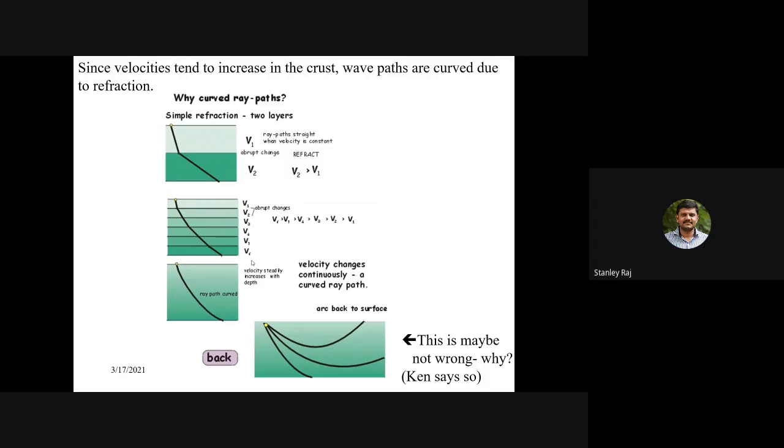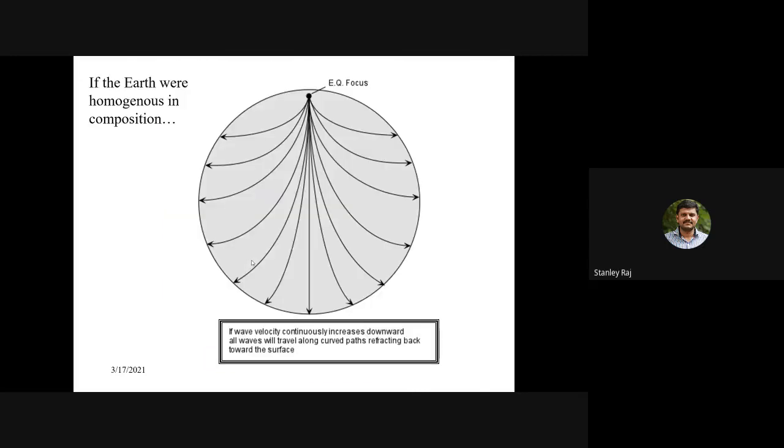If the earth were homogeneous in composition, with the earthquake focus there, the wave path will be a curve like this. If wave velocity continuously increases downward, all waves will travel along curved paths, refracting back towards the surface. So that holds if it is a homogeneous medium, but unfortunately, Earth is not homogeneous, so it is not easy to determine the ray path of each seismic wave.